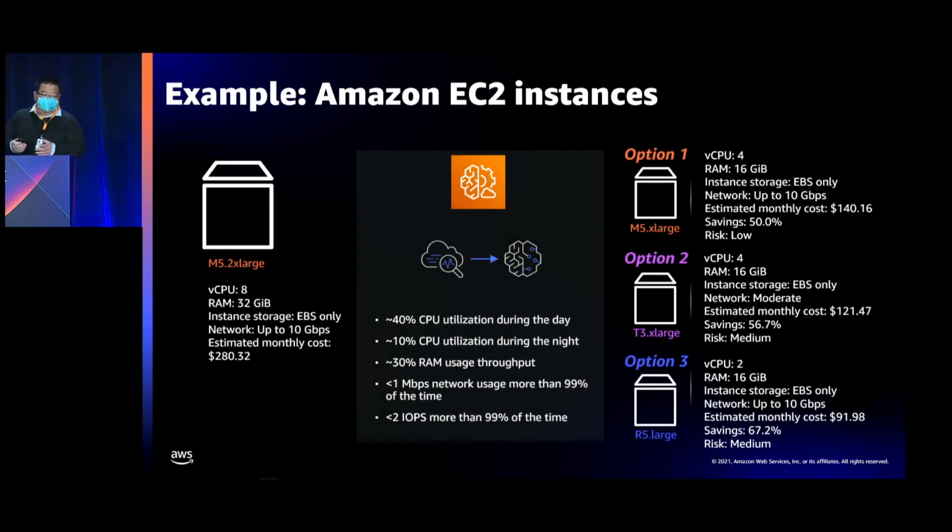So here's an example recommendation. For example, you're using an M5 2xlarge that has 8 vCPUs, 32 gig of RAM. And you pretty much have 40% CPU utilization during the day and 10% CPU utilization during the night. The memory is pretty much like 30%, and you have very low network and storage utilization.